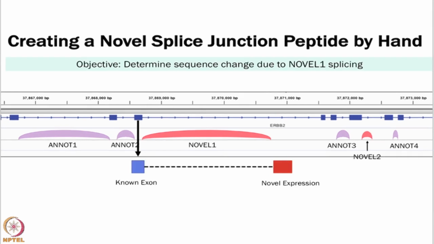And what we'll do right now is just walk through how to, by hand, create this novel splice junction peptide. So what you can see here is these connect, so the purple connects annotated exons, so this exon connects to this one, this exon connects to this one, and then there's this red junction that connects this exon to something in the middle of an intron. So there's novel expression here.